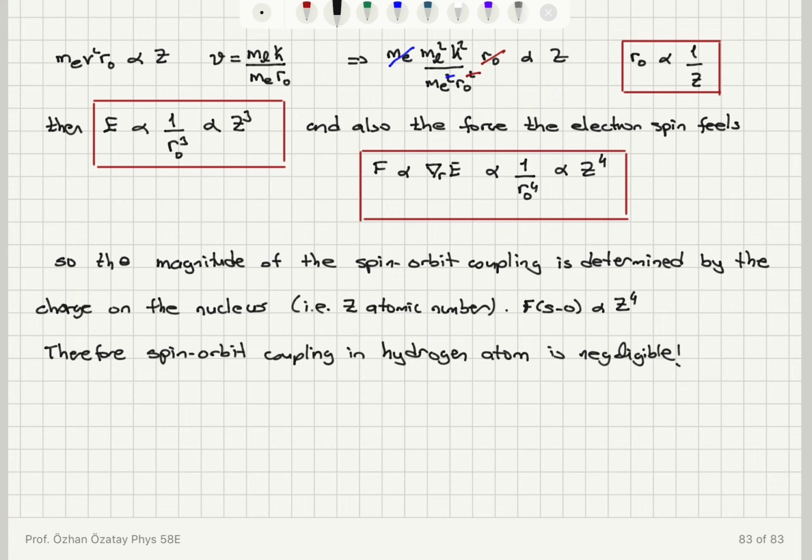And the force, which is the gradient of energy, it's minus the gradient of energy, but it's proportional to the gradient of energy in magnitude. So it would be a derivative with respect to r, which gives you 1 over r to the 4, or Z to the 4 dependence. So the magnitude of the spin-orbit coupling is determined by the charge in the nucleus. The force of spin-orbit coupling on the spin has Z to the 4 dependence. Therefore, this effect is negligible in low Z atoms like hydrogen.